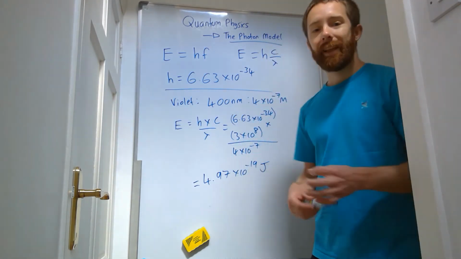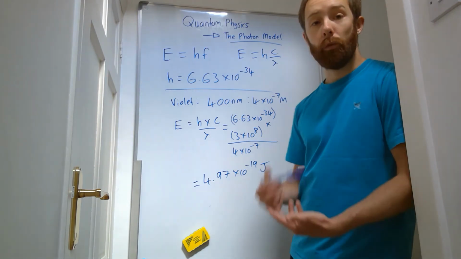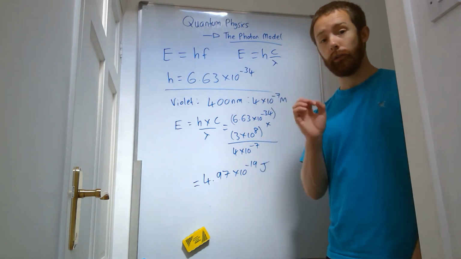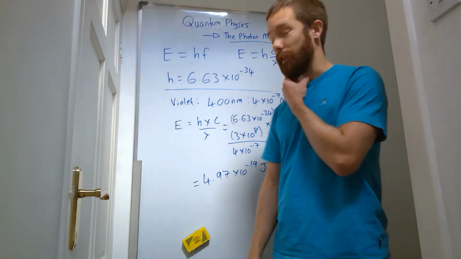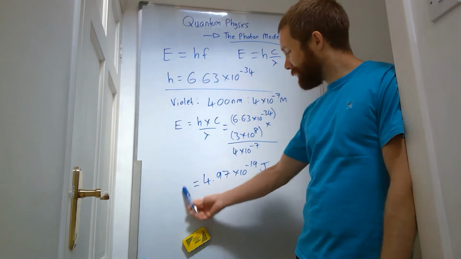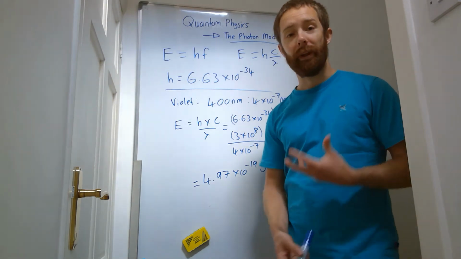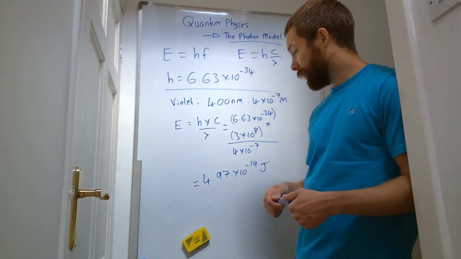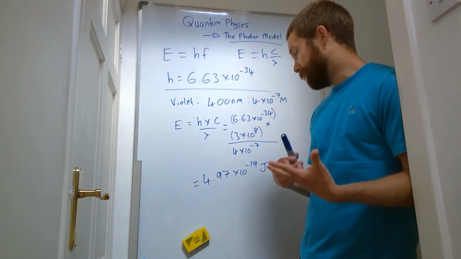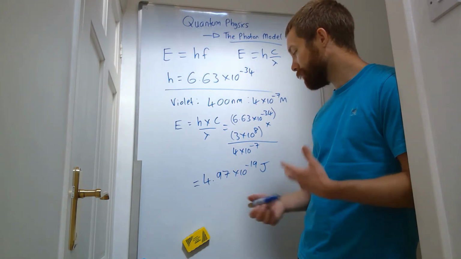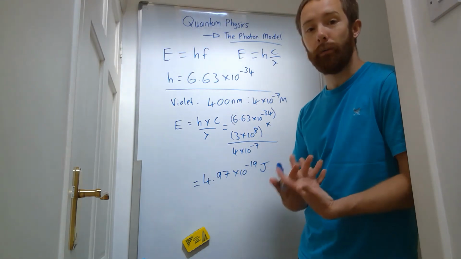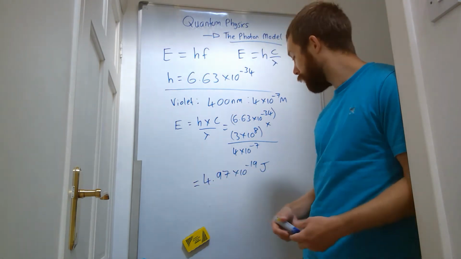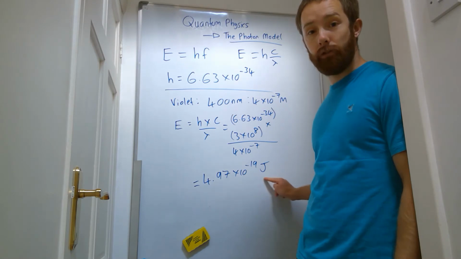Okay, now this is a very small amount of energy, and you would expect that from a very, very small particle. A single particle of light is going to have a very small amount of energy. Now, this is also probably in a unit that is not particularly useful when you're thinking about numbers. A number like this doesn't really mean very much to us, okay? So we can probably come up with a better unit than the joule.